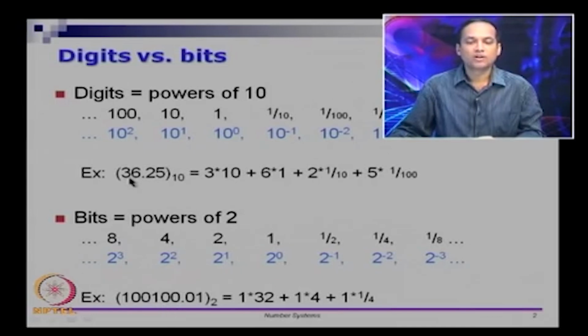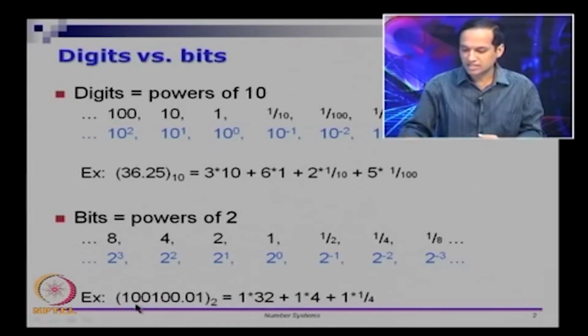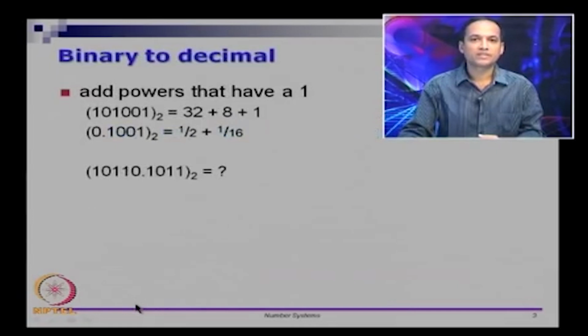Only that for 36 you have the representation on the left side, and for 0.25 you have the representation on the right side of the point. The point appears exactly at the same place, as in the integer value is to the left of the dot and the fraction is to the right of the dot. The same thing happens in binary also. The fraction is on the right side and the integer part is on the left side of the dot. So how do we convert binary to decimal?